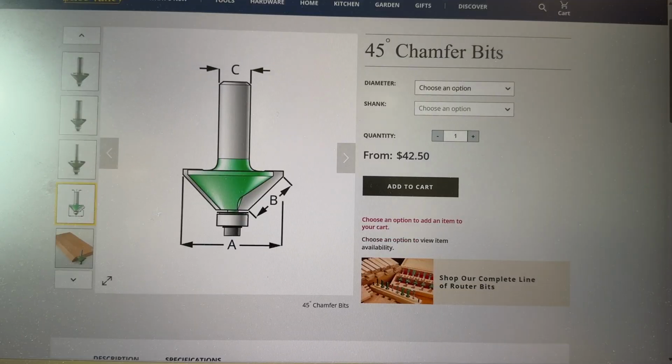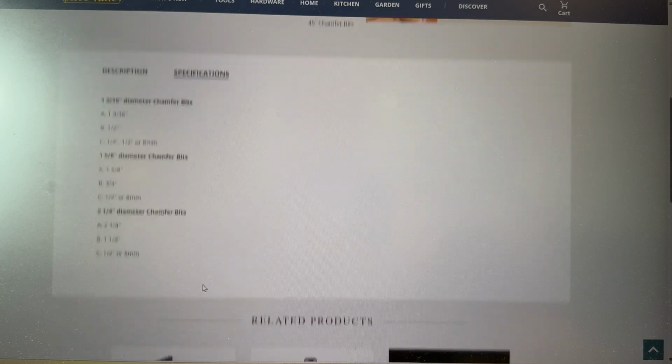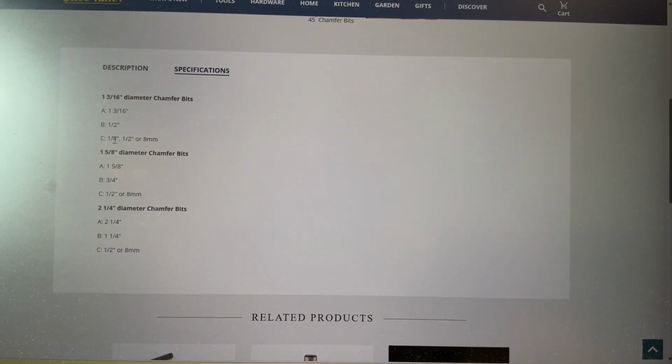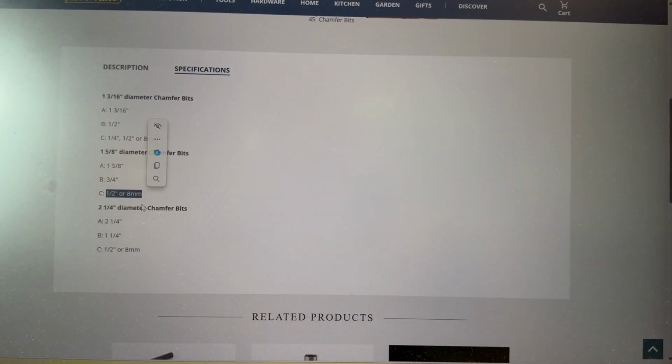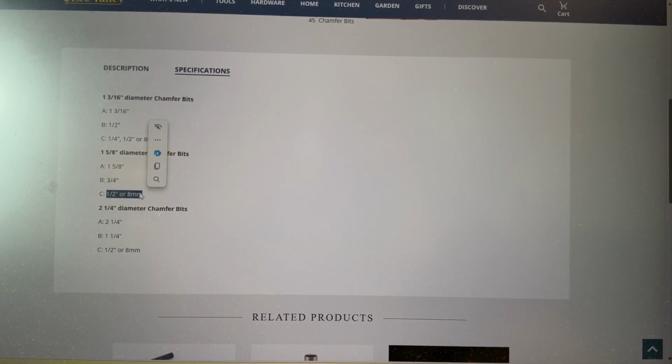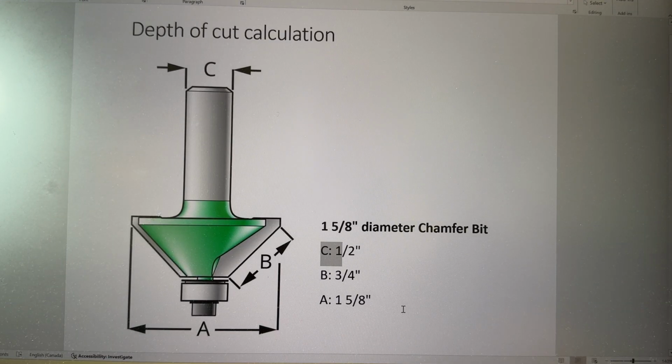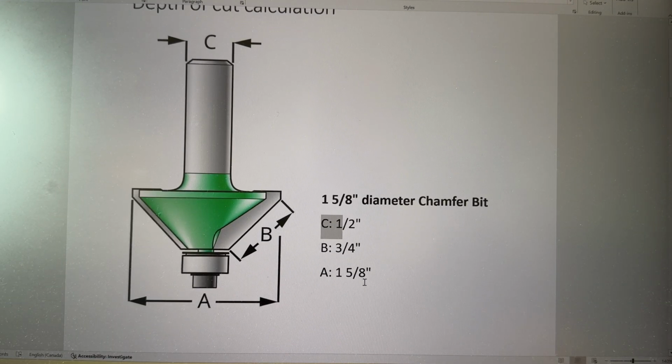I want to go back to this page here. The specifications here say 1/2 inch or 8 millimeters. 1/2 inch does not equal 8 millimeters. 1/2 inch is 12.7 millimeters. So these are not equivalencies, these are just, the router bit can be specified with either one of the shank diameters. Just a side note.